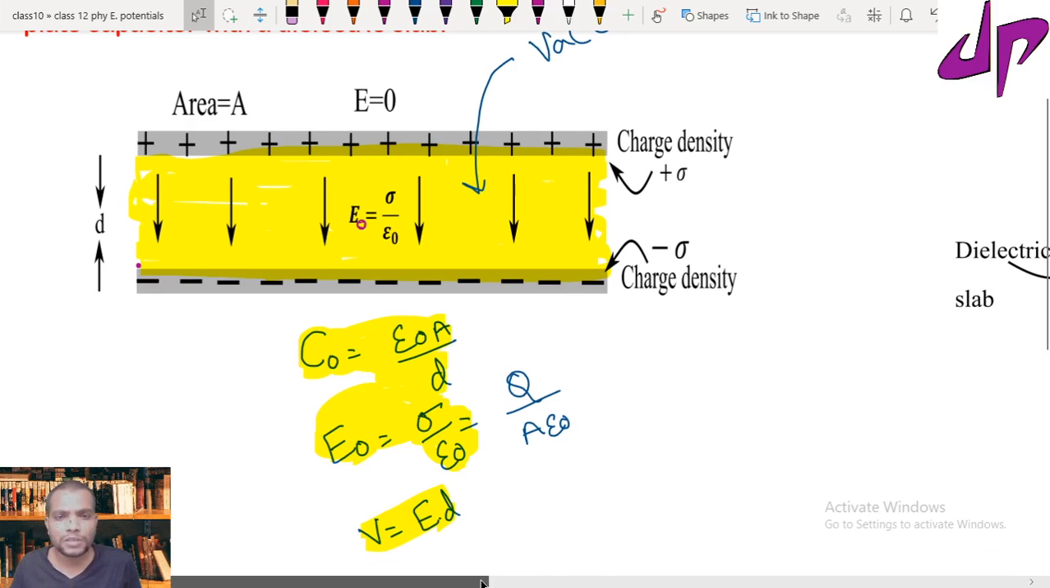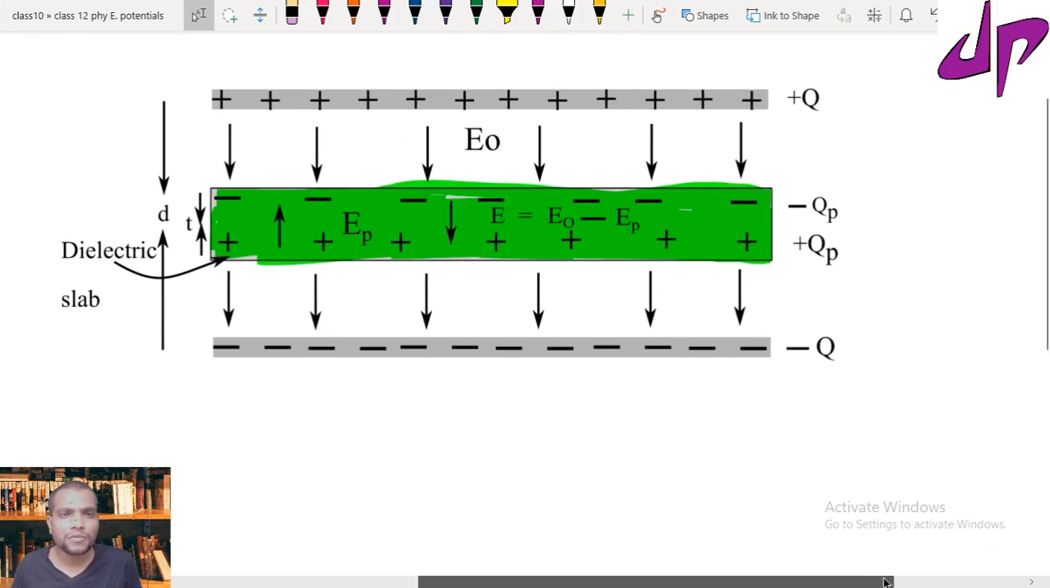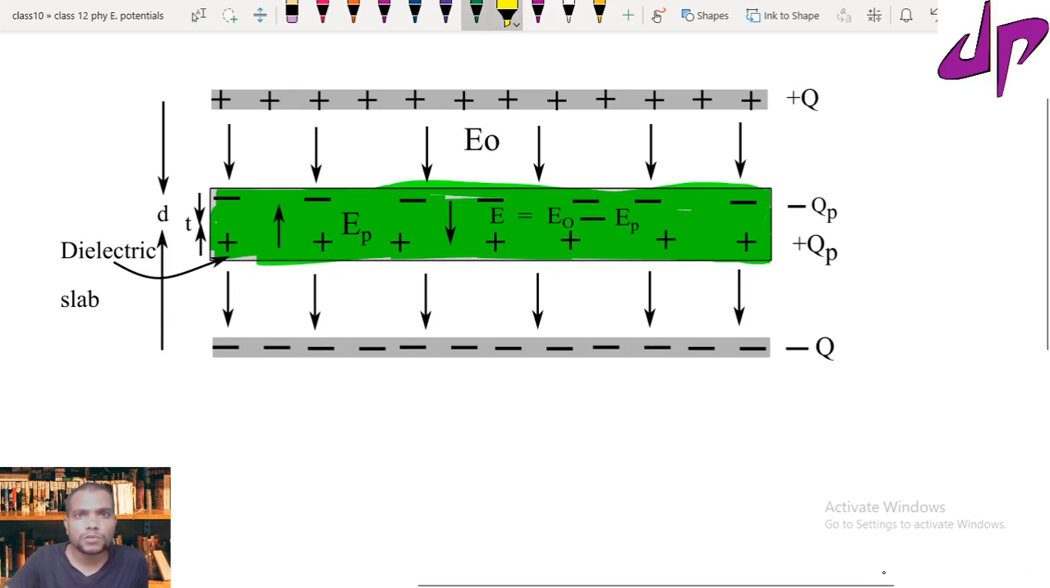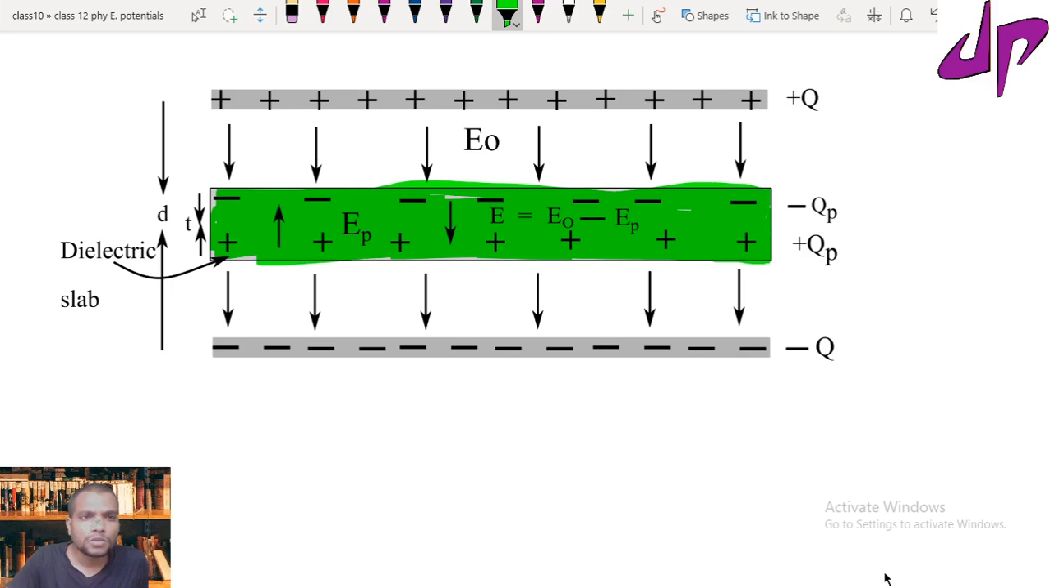With the help of this knowledge, I would like to extend the expression for the capacitance of a capacitor with a dielectric. Here you can observe a dielectric kept between the plates of the capacitor. The thickness of the dielectric is small t.